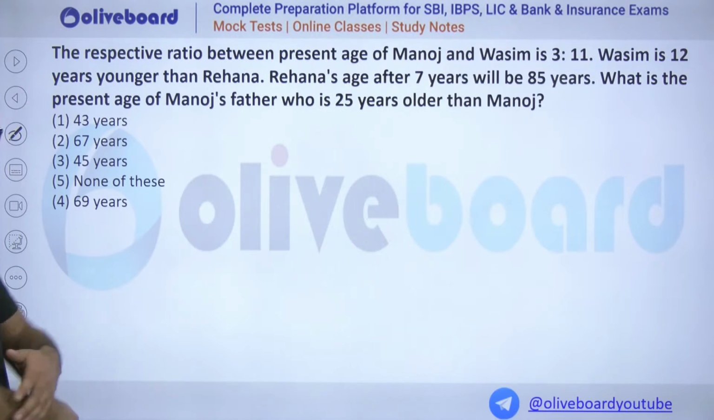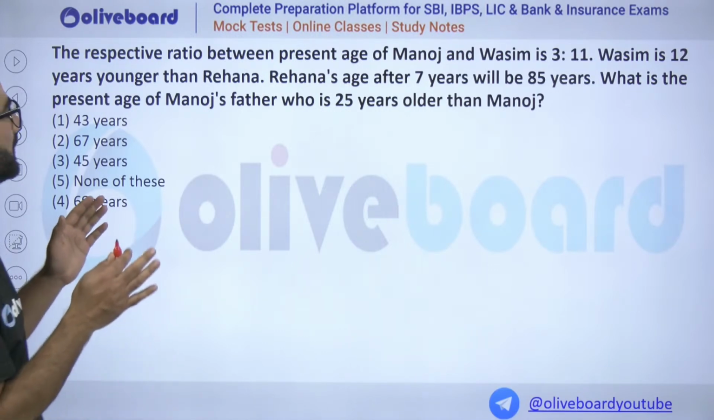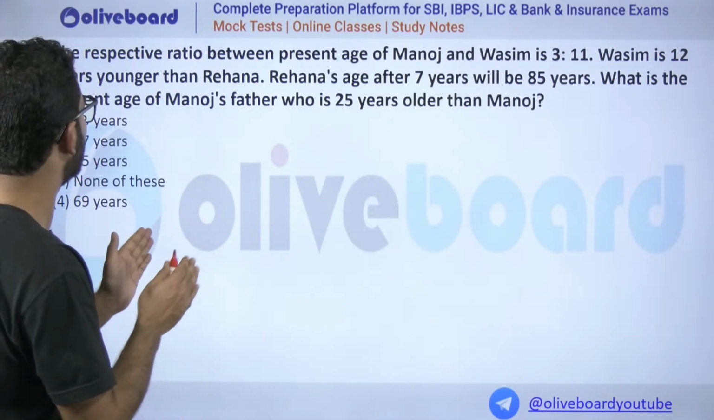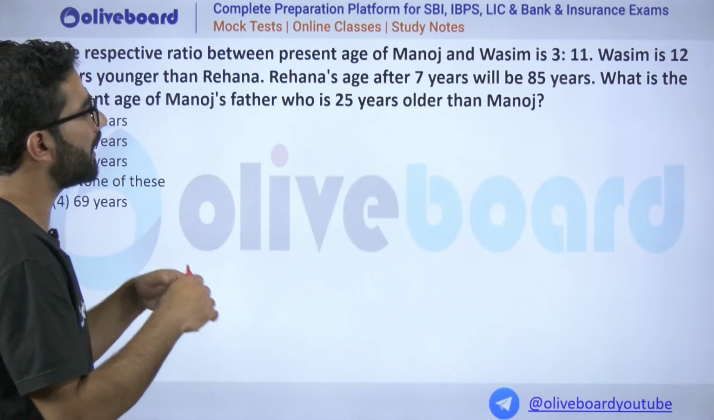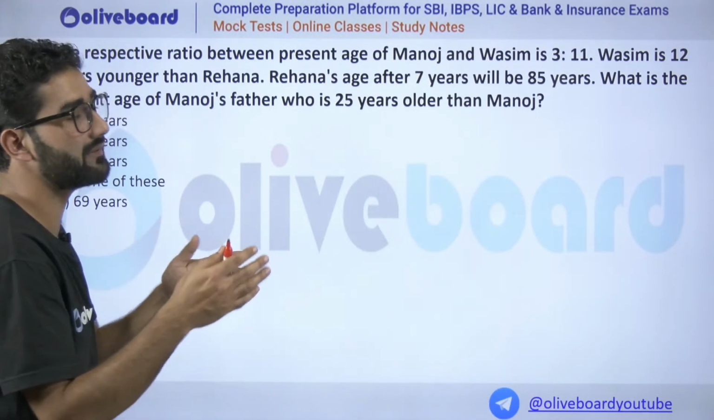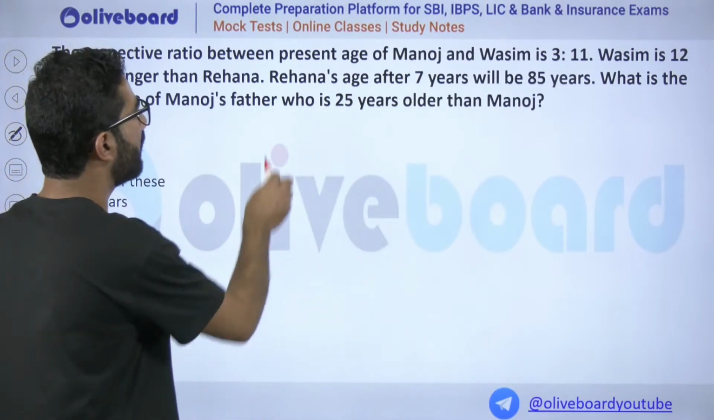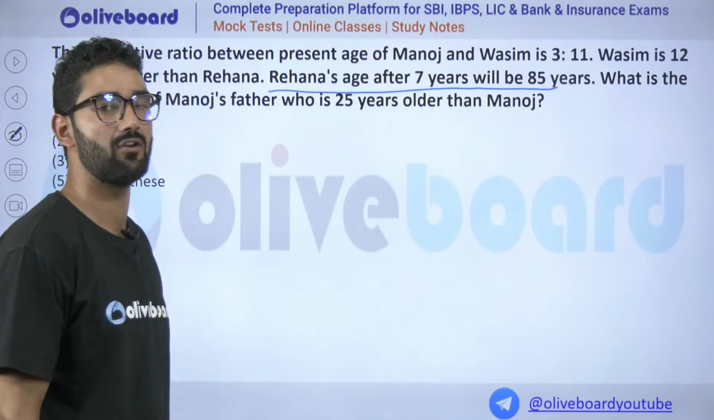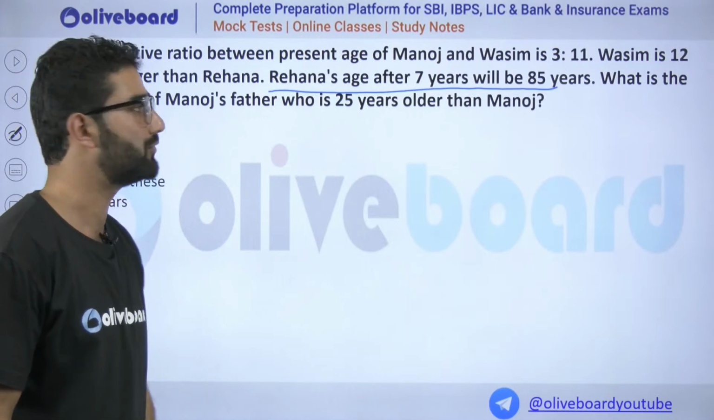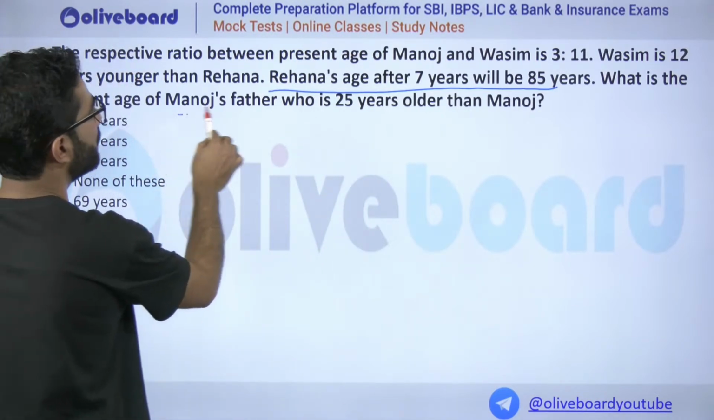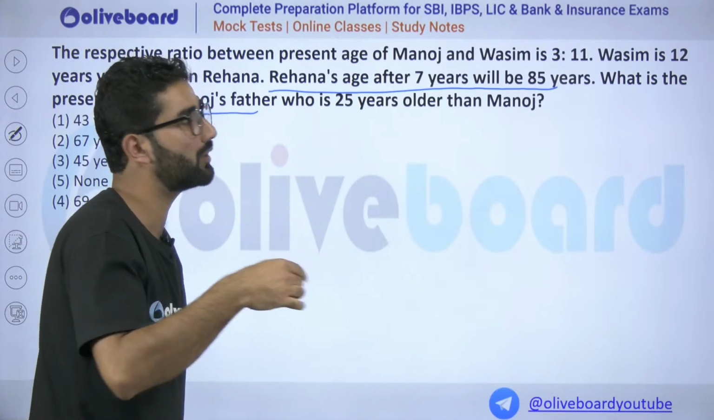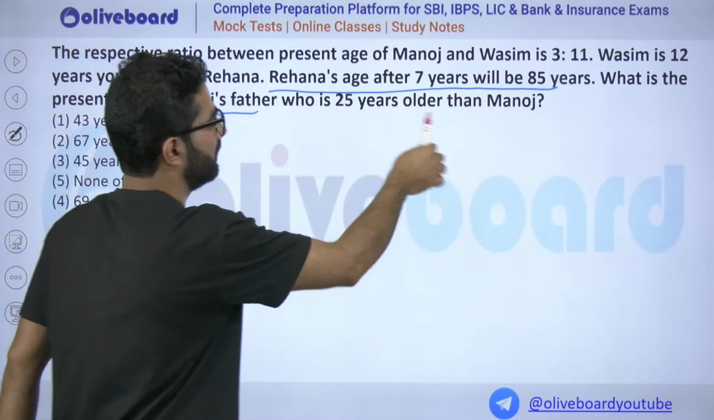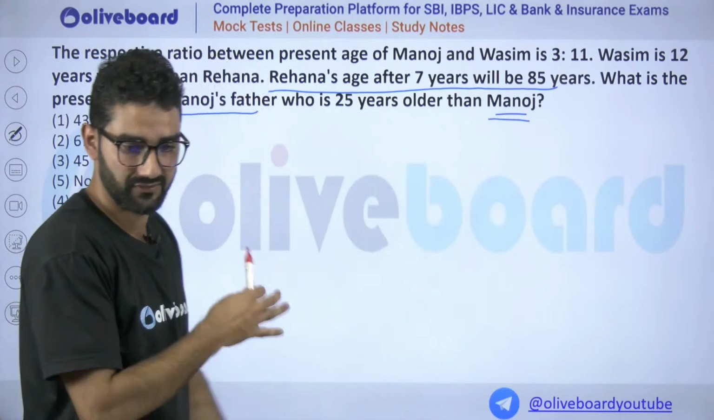Now, okay. So the ratio between the present ages of Manoj and Wasim is given as 3:11. Wasim is 12 years younger than Rihanna. Rihanna's age after 7 years is given as 85 years. Done. So you got one concept here. You got the calculation regarding Rihanna's age. From Rihanna's age, you will get the value of Wasim's age. From Wasim's, you can calculate the value of Manoj. And also, what is the present age of Manoj's father, who is 25 years older than Manoj? So I have to calculate the age of Manoj's father, but for that, I need the age of Manoj. So the statement looks like that.